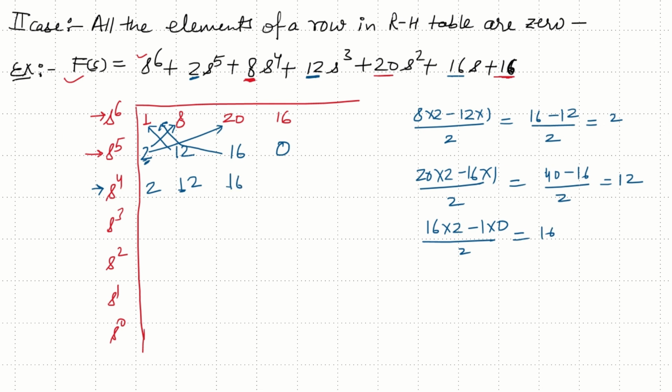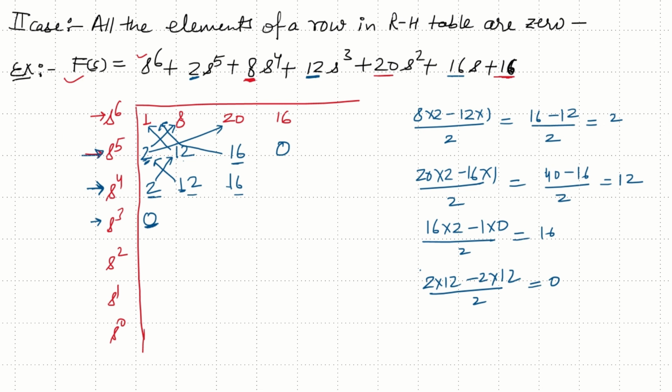So you can see that the coefficients of s to power 5 and s to power 4 are the same: 2, 12, 16 here and 2, 12, 16. So when you calculate the coefficients of s to power 3, since we multiply these two and divide by 2, all the coefficients of s to power 3 will become 0. Let me give the calculation of this first element: 2 multiplied by 12 minus 2 multiplied by 12, divided by 2. Since both numerator terms are the same, this becomes 0.